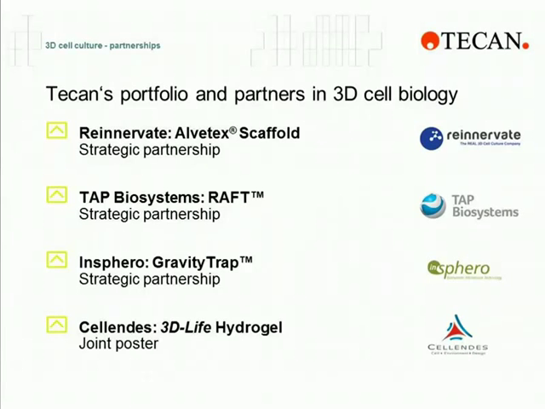To show the compatibility to the most important technologies on the market, Tecan started collaborations with a range of companies focusing on 3D cell biology. This is first of all Reinnervate with the Alvetex scaffold system. So this is a scaffold-based system using polystyrene as a scaffold. A second company with which Tecan is collaborating is Biosystems. They also offer a scaffold-based system called Raft.